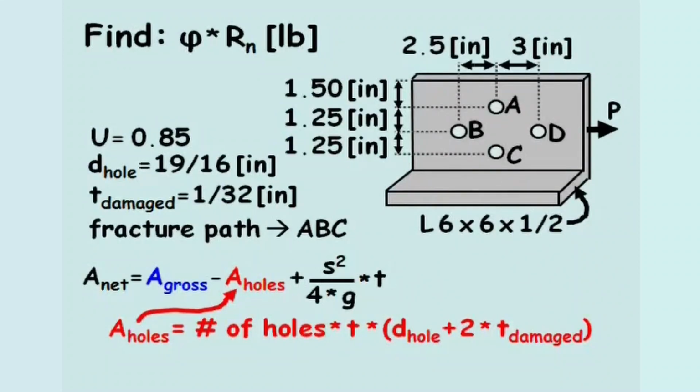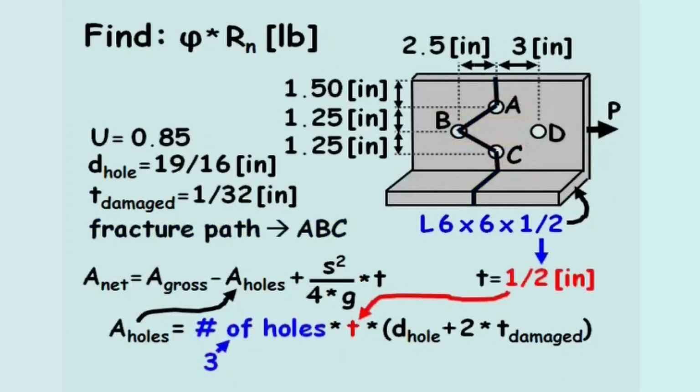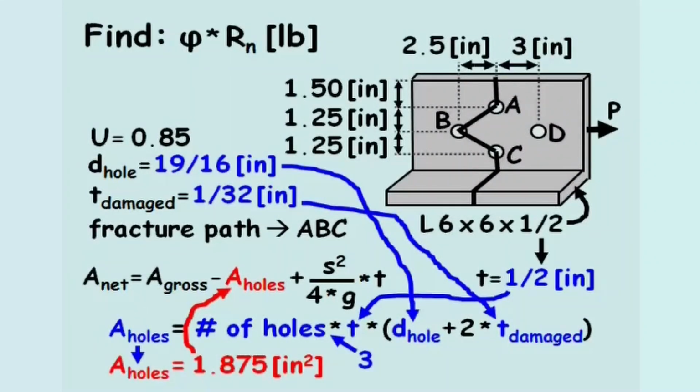Looking back at our L-beam, the problem stated that should a fracture failure occur, it would occur along path ABC, where path ABC includes 3 holes, A, B, and C. The thickness of a 6 by 6 by 1/2 L-beam equals 1/2 inch, and the hole diameter and damaged thickness are provided in the problem statement. The area from holes computes to 1.875 inches squared.